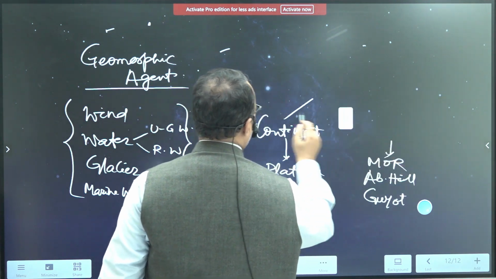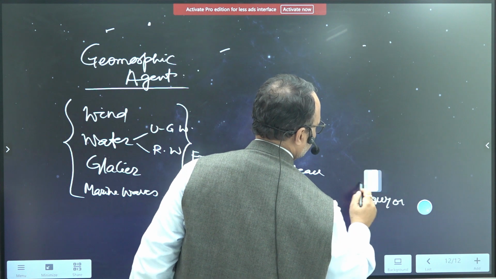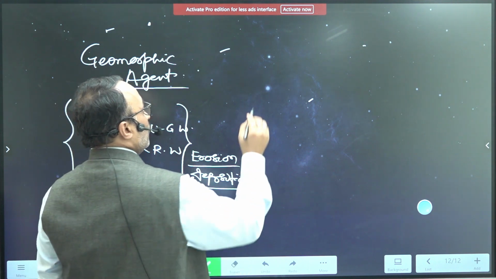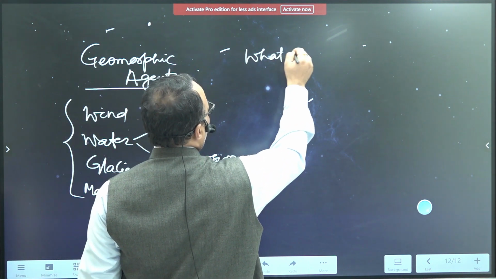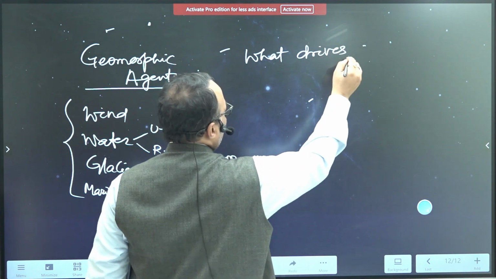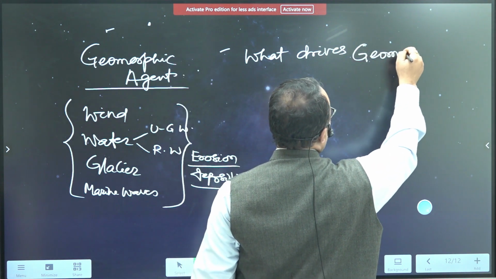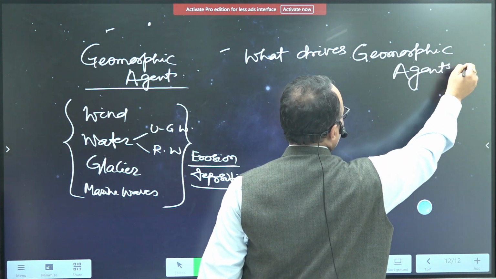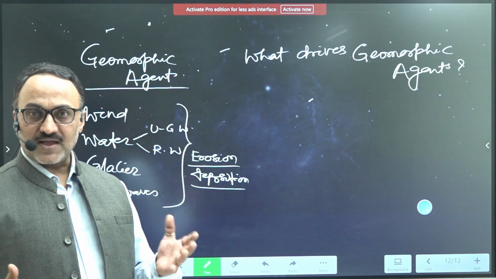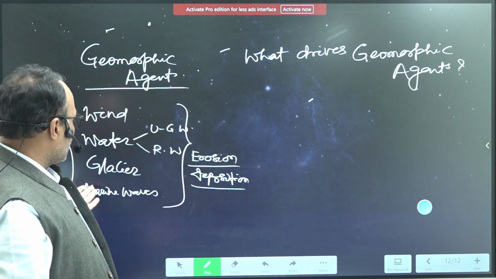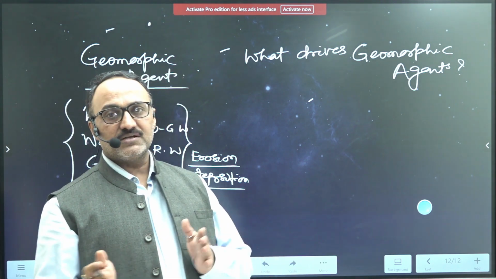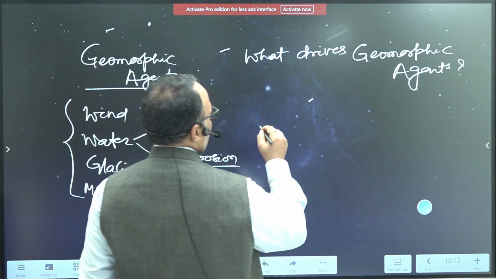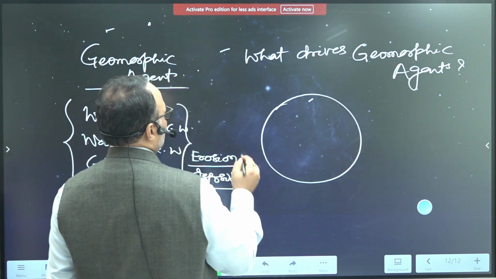Now, another thing that you have to understand: what drives geomorphic agents? What are the driving factors behind geomorphic agents? Why are wind, water, glacier, and marine waves working with different intensity at different places? What drives them? So broadly, you see, this is our Earth, and solar rays are coming.